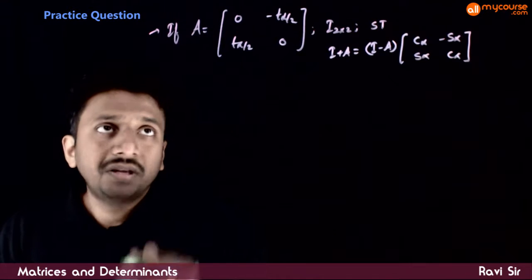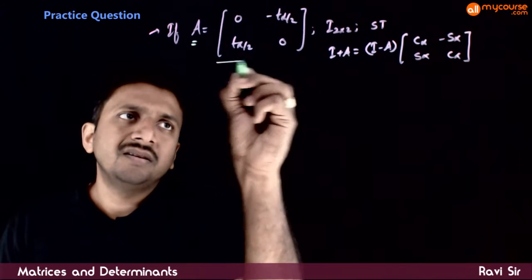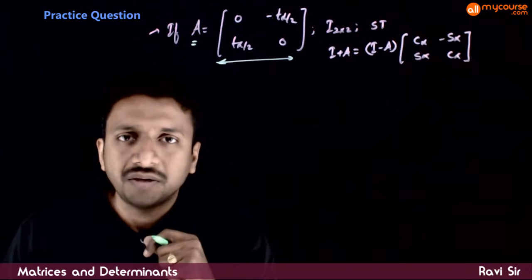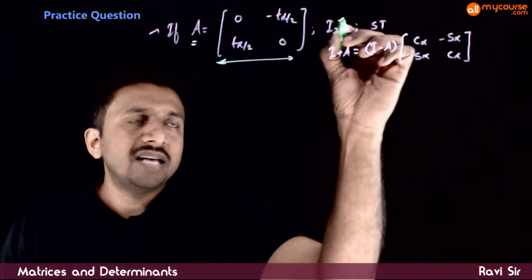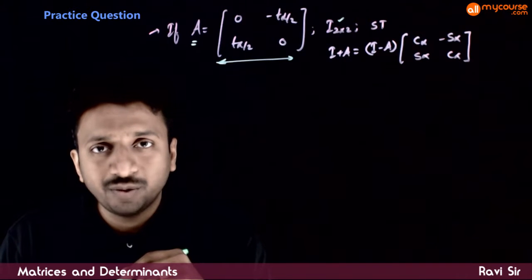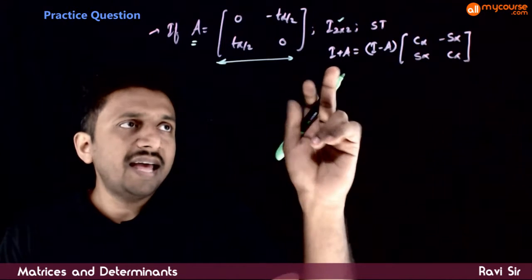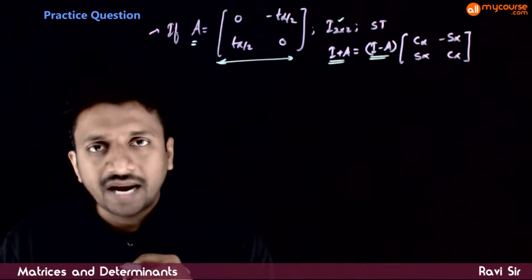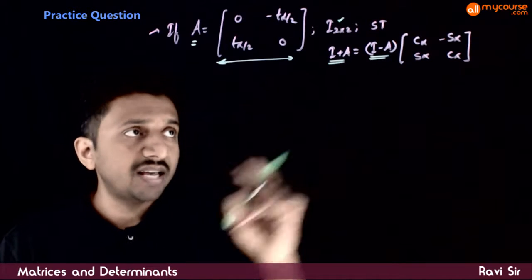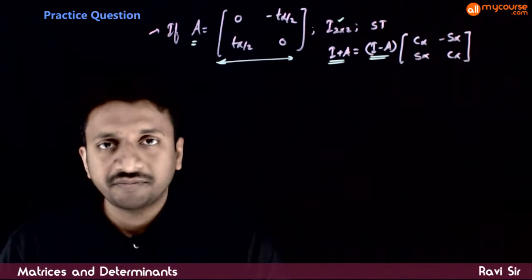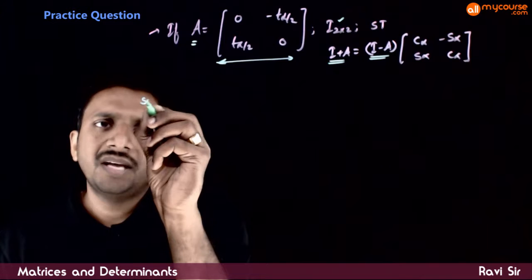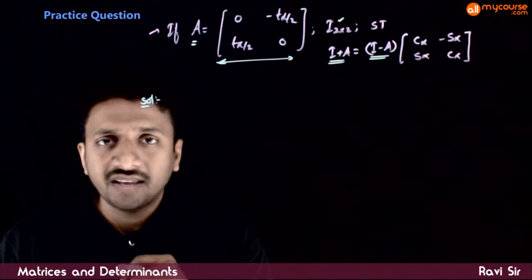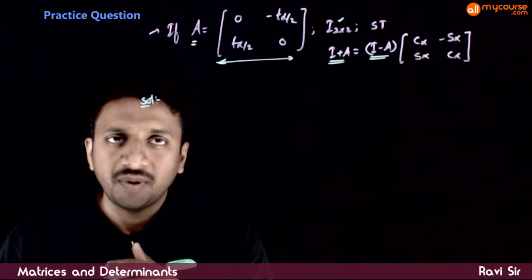In this question, you're given that matrix A is [0, −tan(α/2); tan(α/2), 0], and I is an identity matrix of order 2 by 2. Show that I plus A is equal to I minus A times the matrix [cos α, −sin α; sin α, cos α]. So again, a very straightforward question. We'll find the LHS, we'll find the RHS, and we'll see whether both are the same or not.